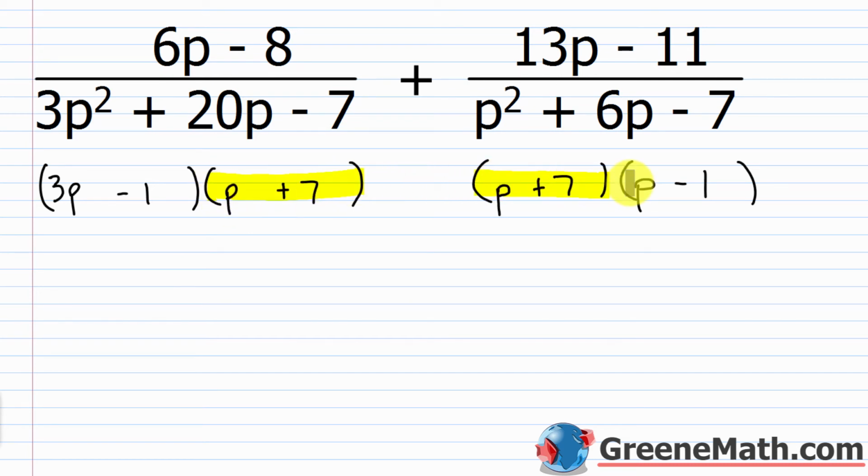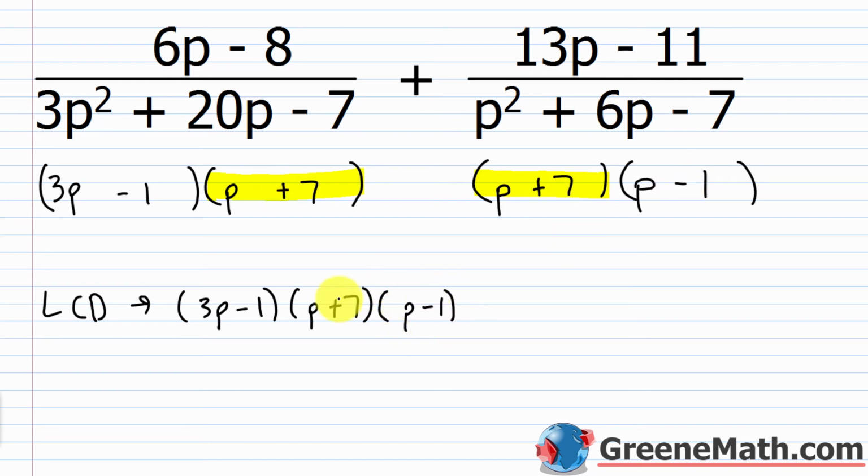So that's already there. All I need to do to think about the LCD, again, is that everything gets listed, but what they share, or what's common to both, just gets listed once. So I would put 3p minus 1, then times p plus 7, and I've got a p plus 7 here and a p plus 7 here, so it only goes in once. You go with the largest number of repeats between any factorization. Then I've got a p minus 1. So that's my LCD.